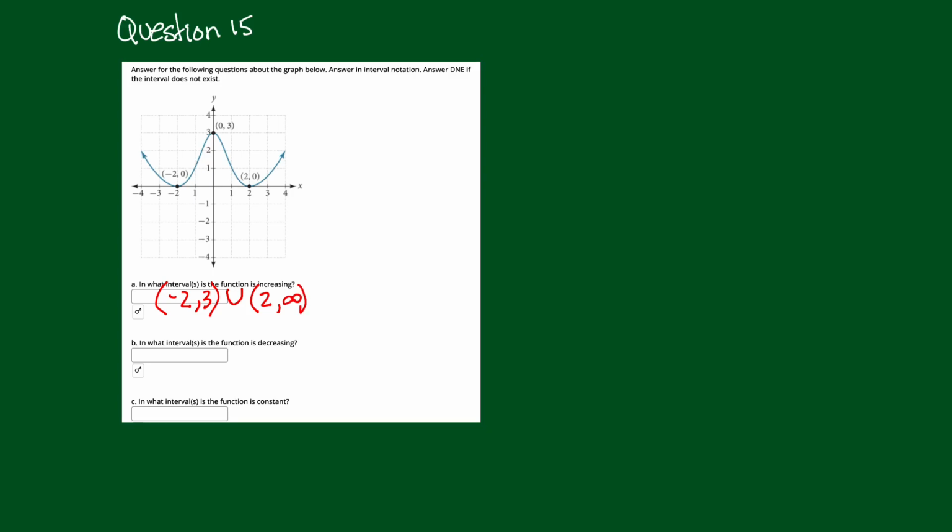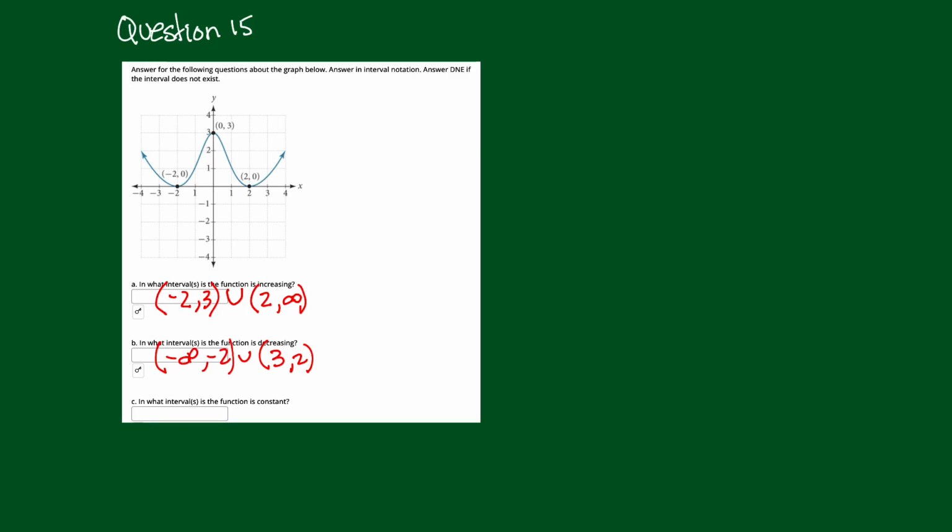Now, in part B, in what intervals is it decreasing? Well, it's decreasing here, right? From negative infinity to negative 2 and from 3 to 2. So let's just write those. We're going to have open intervals from negative infinity to negative 2, or from 3 out to 2. Well, let's try that again. That's not really from 3 out to 2, is it? Did you catch that? Or is it really going from 3 to 2? There we go. That's better.